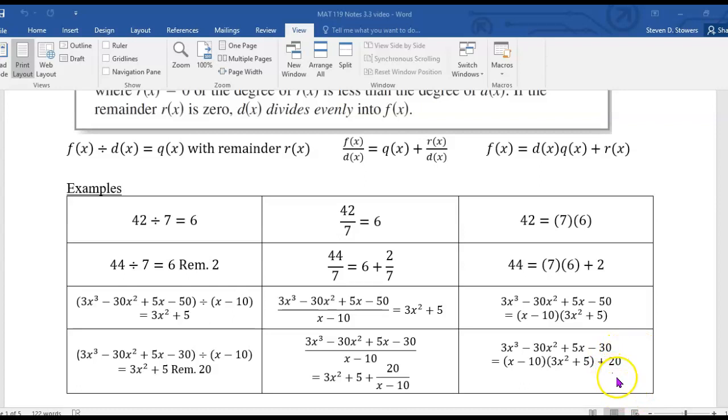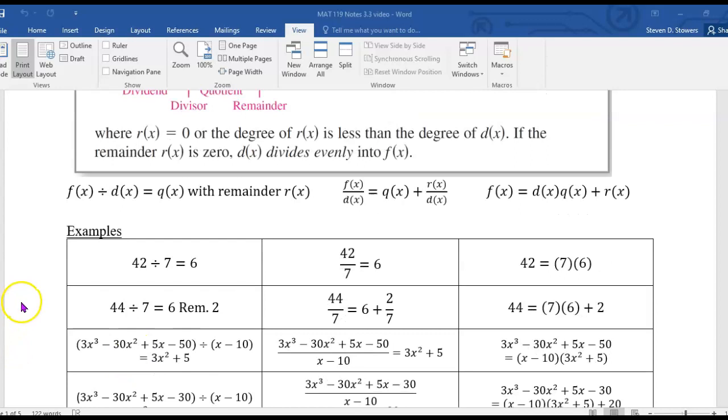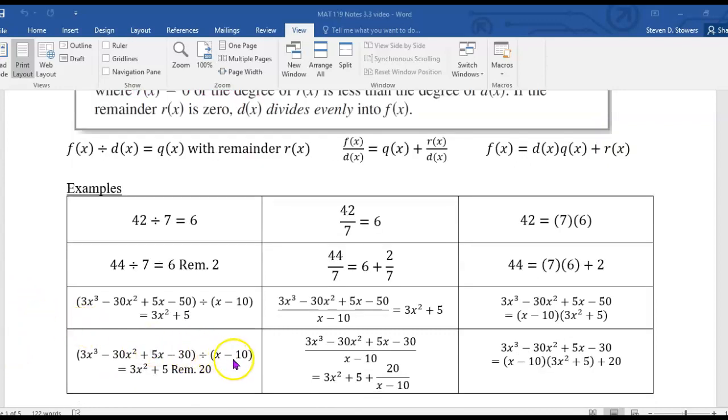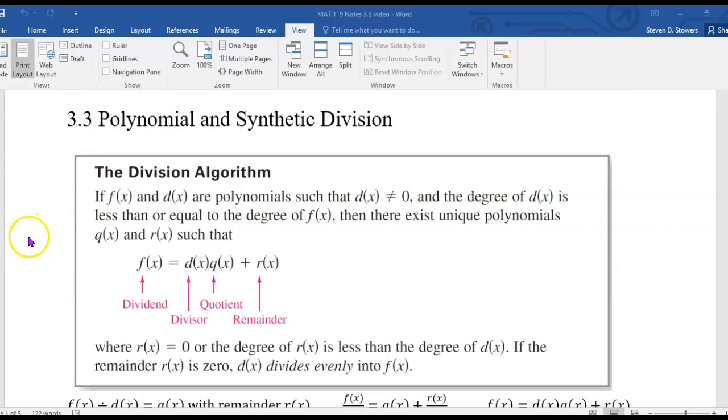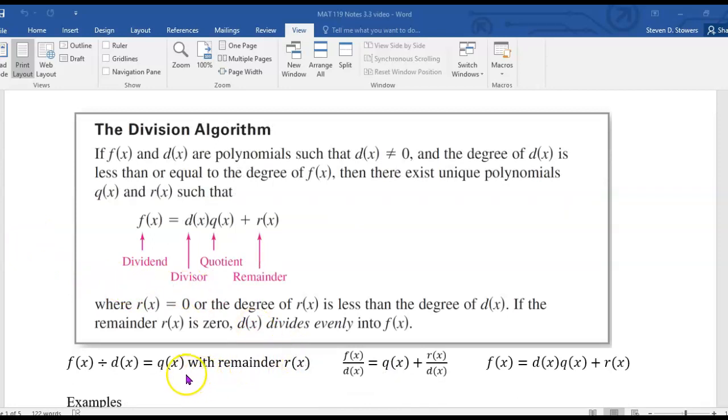So some terminology here. The big polynomial that we start with, we call that the dividend. What we are dividing by is the divisor. The answer we get is the quotient, and then of course we have the remainder. So the dividend divided by the divisor is equal to the quotient with sometimes a remainder. So the dividend is equal to the divisor times the quotient plus the remainder.